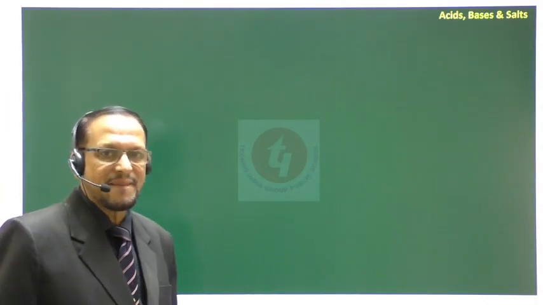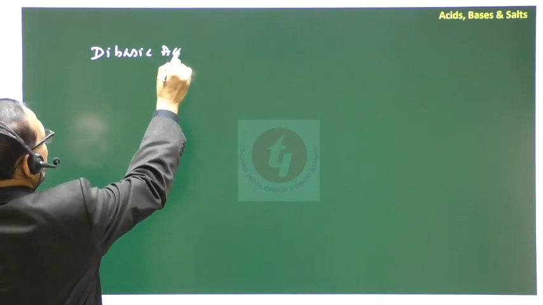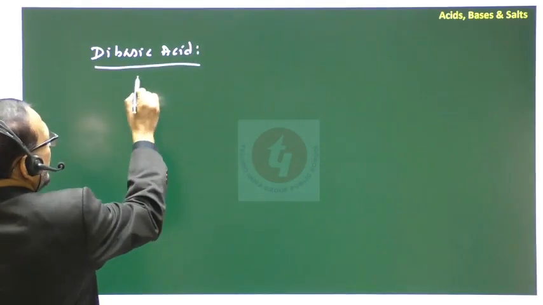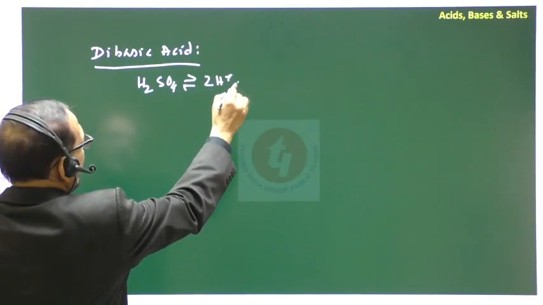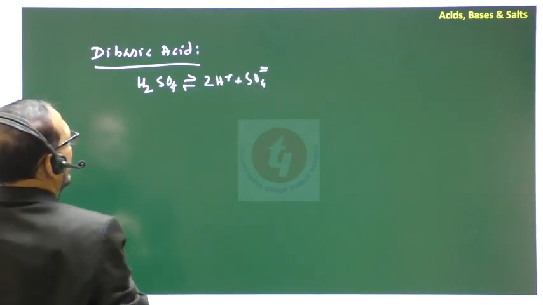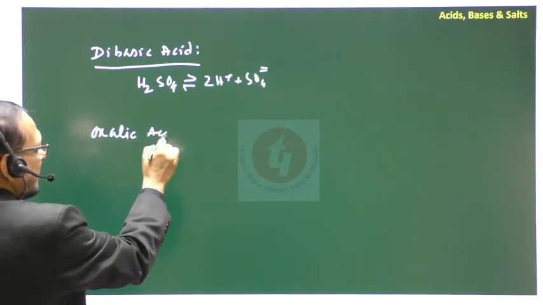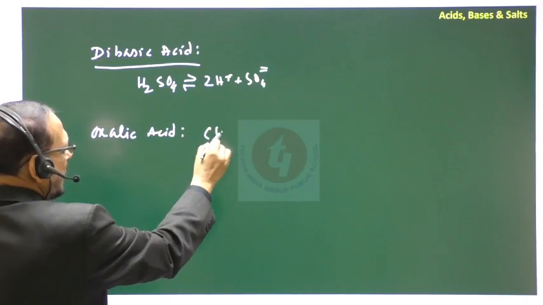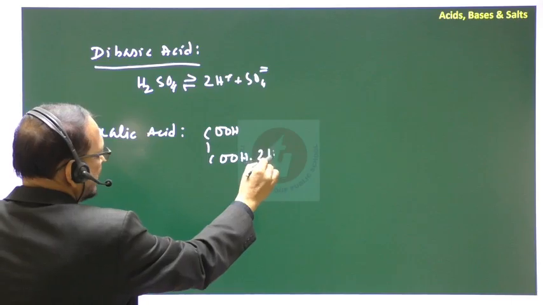Then you see, some commonly used dibasic acids, like say H2SO4. I have already told you, it gives 2H plus and sulfate. Can you name the other dibasic acid? I told you it is oxalic acid. What is the formula of oxalic acid? Oxalic acid's formula is this.